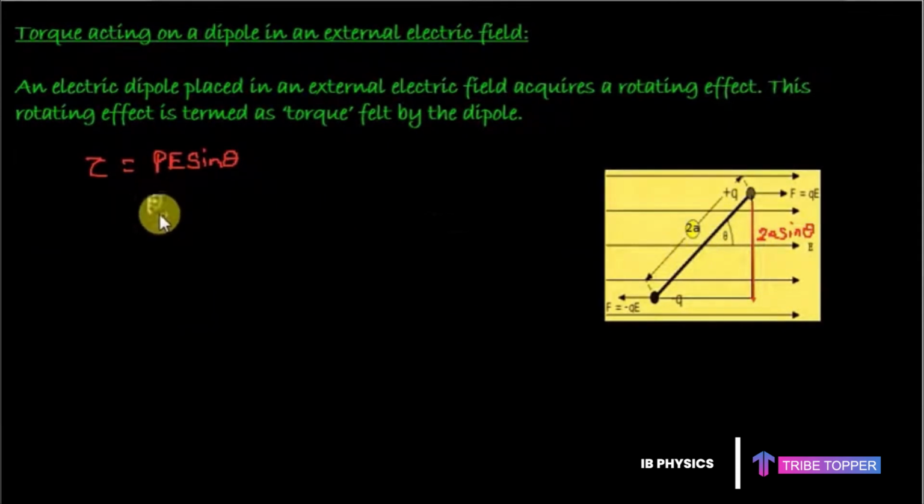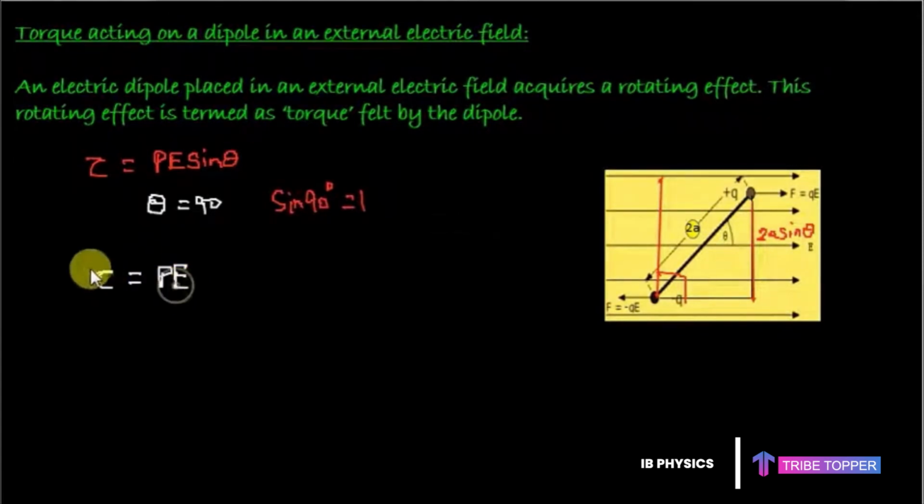So if I put theta as 90, that means my dipole is placed perpendicular to the field, so not inclined like this but like this. So I put it here. Now this is at an angle of 90 degrees with the field. In that case, because theta is 90, sine 90 is equal to 1. Hence, the torque acting would be P into E. This is the maximum torque acting on a dipole.